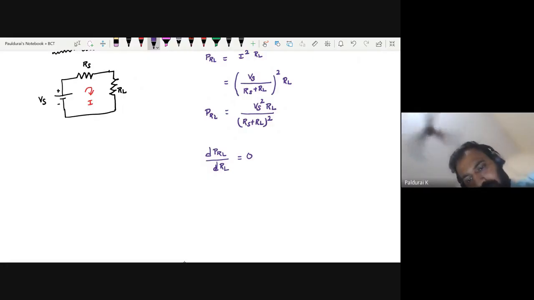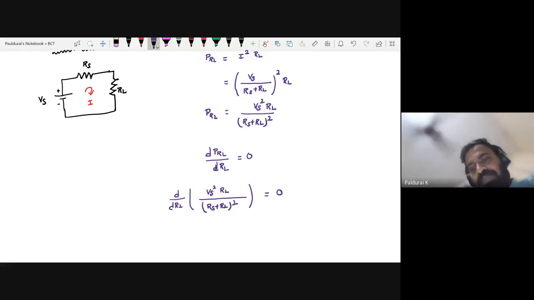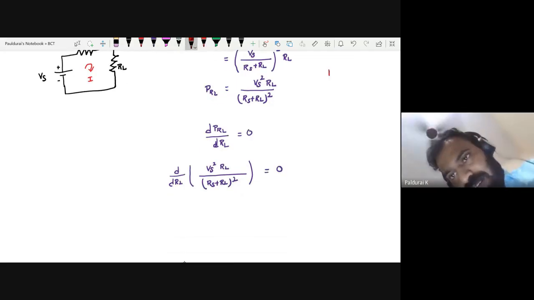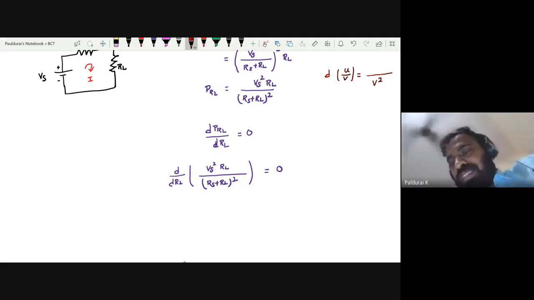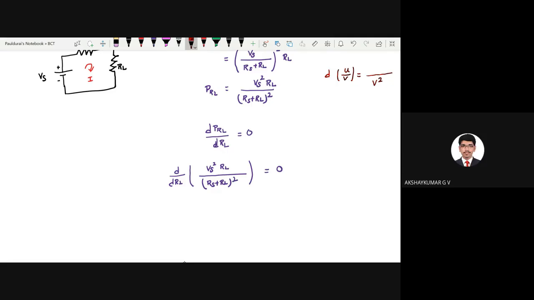So what does this condition say? d by dRL of the power dissipated by load, which is given by Vs squared RL divided by (Rs plus RL) the whole squared, equals 0. Can you remember the formula for differentiation of U by V, where both are variable? It is V dU minus U dV.